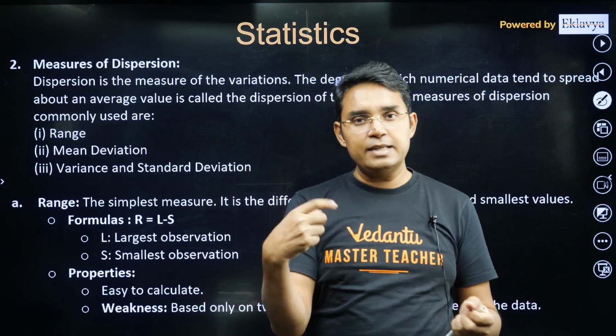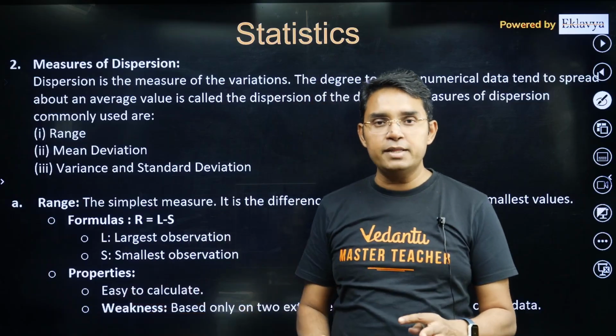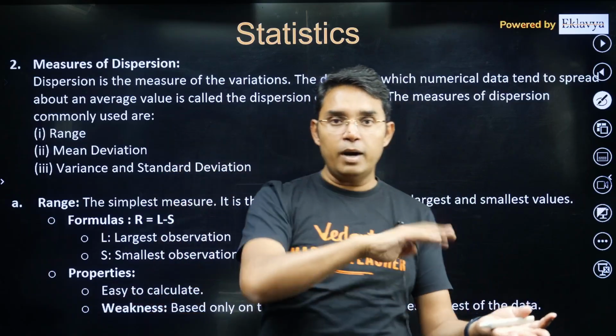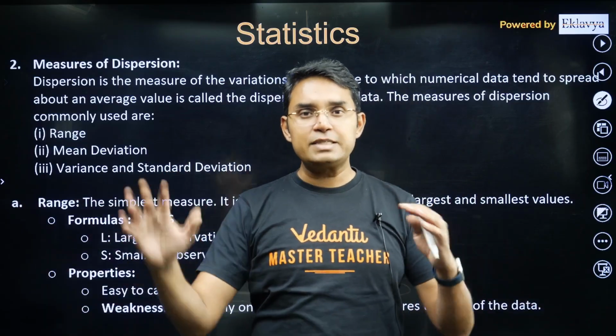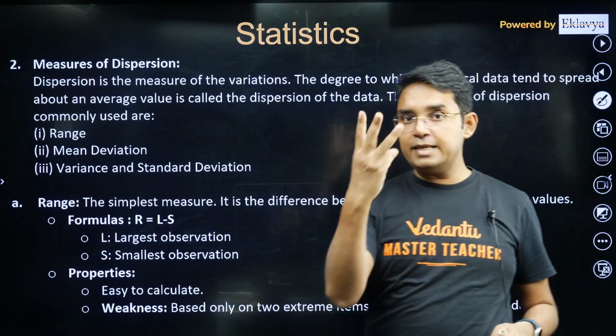Maybe the mean is, let's say, 30 and all the students are around 28, 29, 30, 31, 32, like that, or there is a huge gap, like 0 marks also and 50 marks also. This kind of thing, if you want to study, is done with the help of dispersion. There are three things that we need to know.